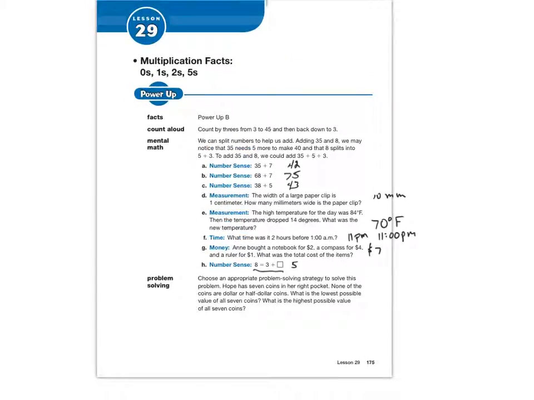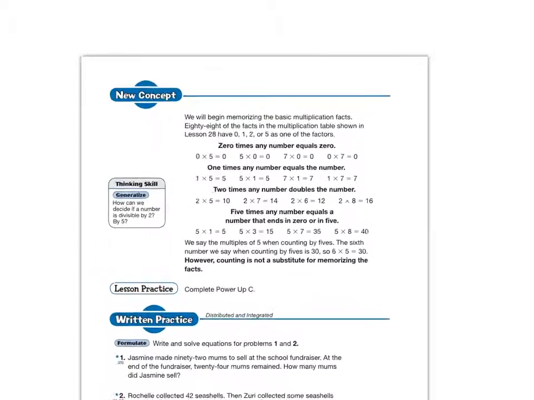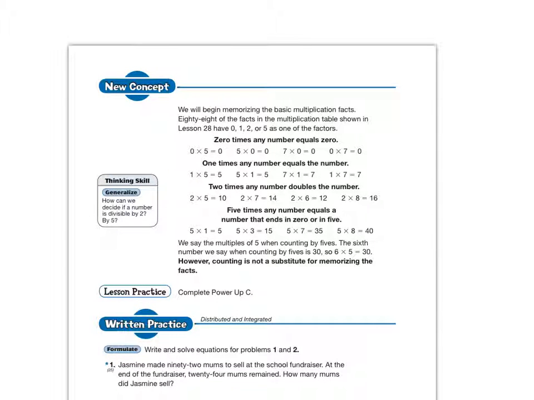Super cool deal. Okay, next slide. Let's see. We begin memorizing the basic multiplication facts. Of the facts in the multiplication table shown, 28 have 0, 1, 2, or 5 as one of the factors. Okay, so 0 times 5. So this is the 0 property of multiplication. Anything times 0 equals 0.